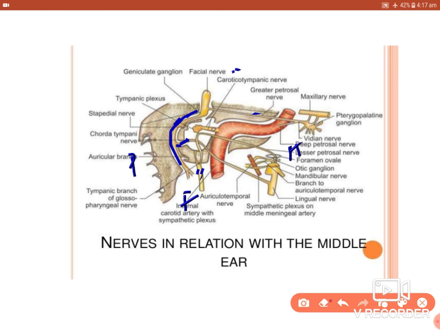So the anterior wall relates to the caroticotympanic nerve and the internal carotid artery. The floor relates to the tympanic branch of the glossopharyngeal nerve, and here we get one vein, the internal jugular vein. The posterior wall relates to the facial nerve. The roof relates to the greater petrosal and lesser petrosal nerves. The lateral wall of the middle ear relates to the chorda tympani nerve. So that's about the nerves in relation with the middle ear.